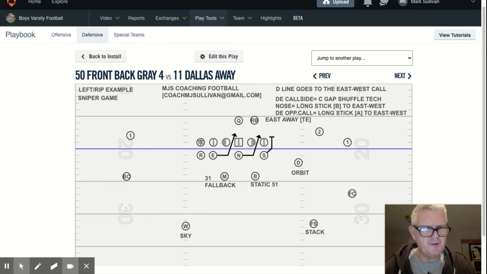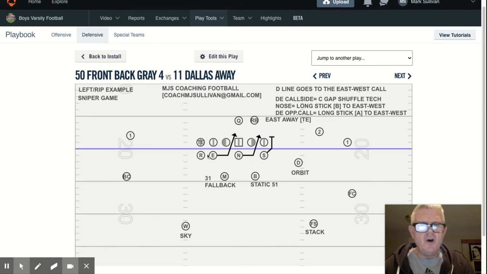So now let me get into the specifics of back in terms of the technique of the defensive line, what their assignment is, especially the defensive end who's executing the shuffle technique, and then the role of our inside linebackers in the back, okay, sniper game.